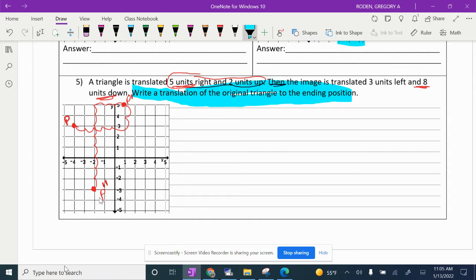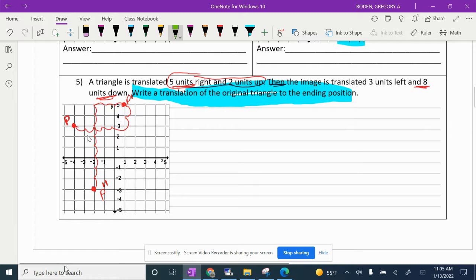What's the original starting point? P. What's the ending point? P double prime. So we're not really even going to care about P prime. We're just going to go from P to P double prime, starting to ending. P prime was just kind of the middle thing that we don't need. You guys see that? So how would we do that?